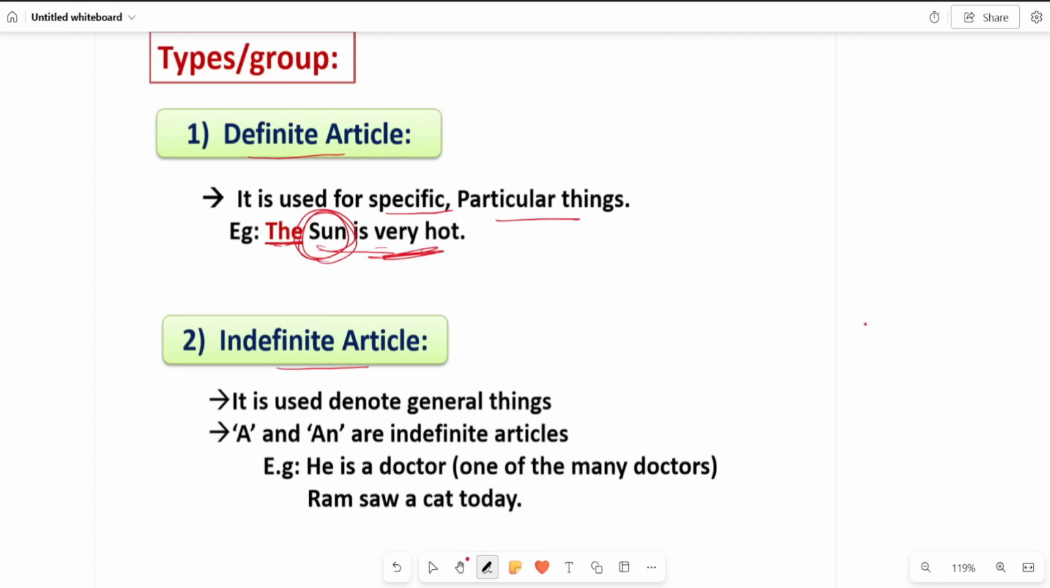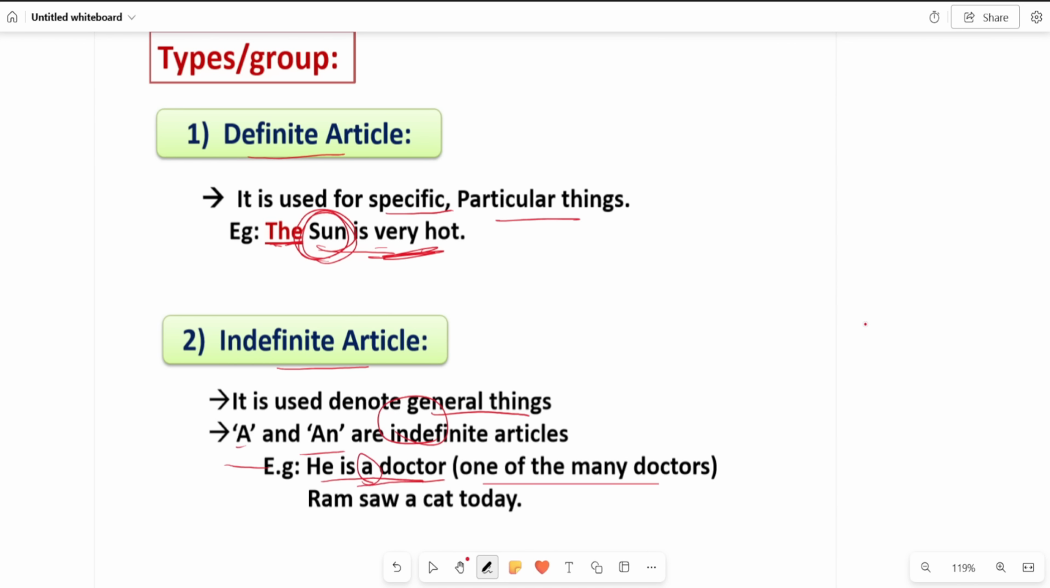Then the indefinite article we use for general things. I'm very sorry for the noise in the background from my side. Then we have two articles in our indefinite category, that is a and an. For example, he is a doctor. Here I am talking about one doctor. There are millions of doctors across the globe, isn't it? But I am using a to denote that I am talking about one doctor, not someone else.